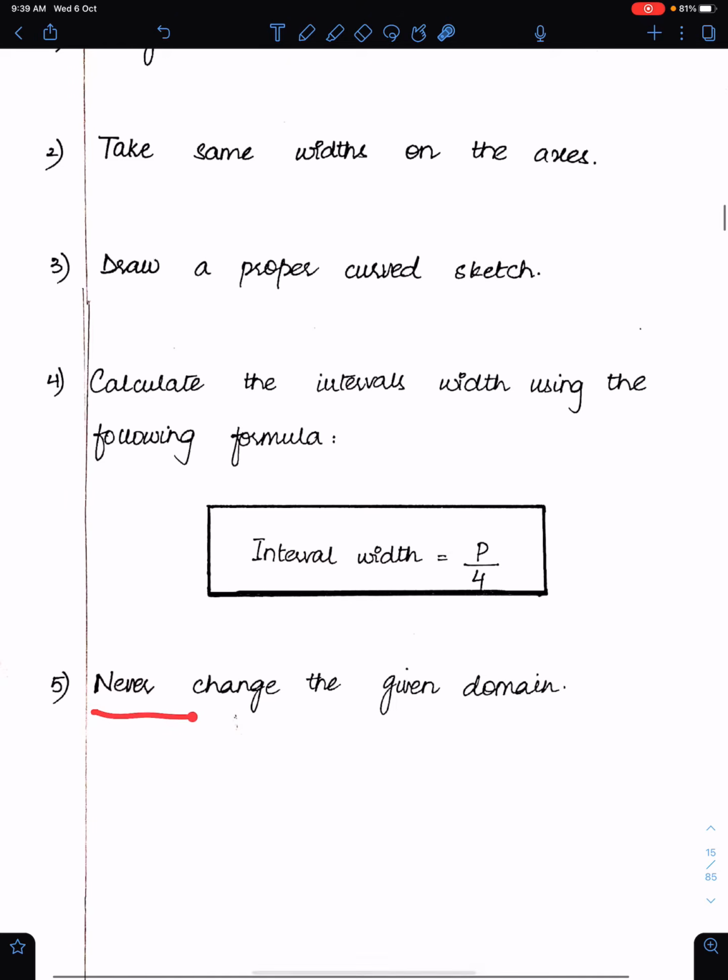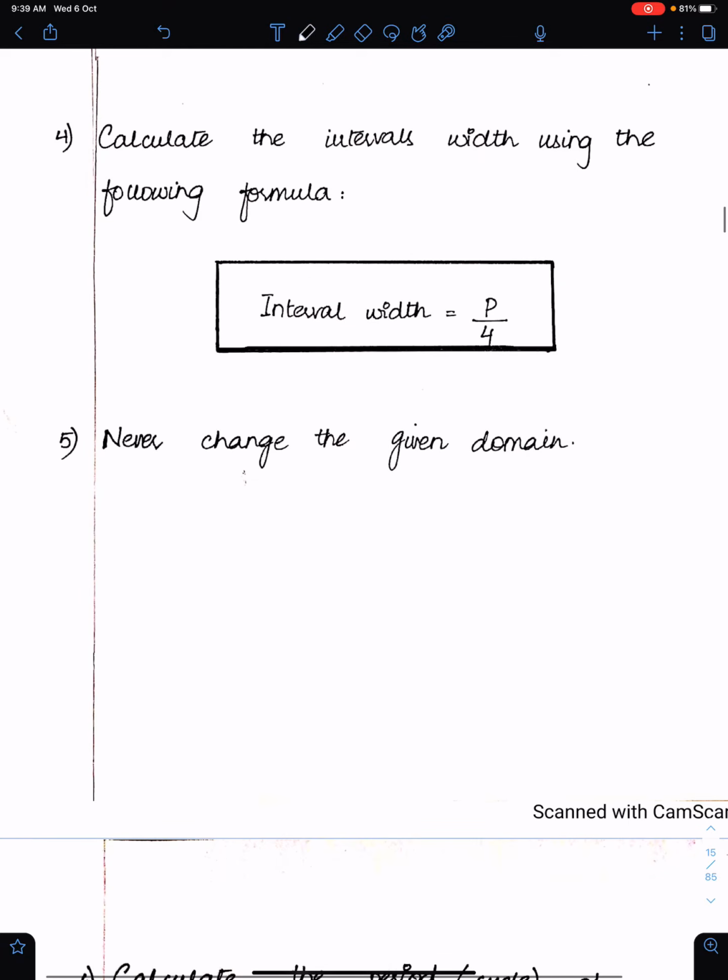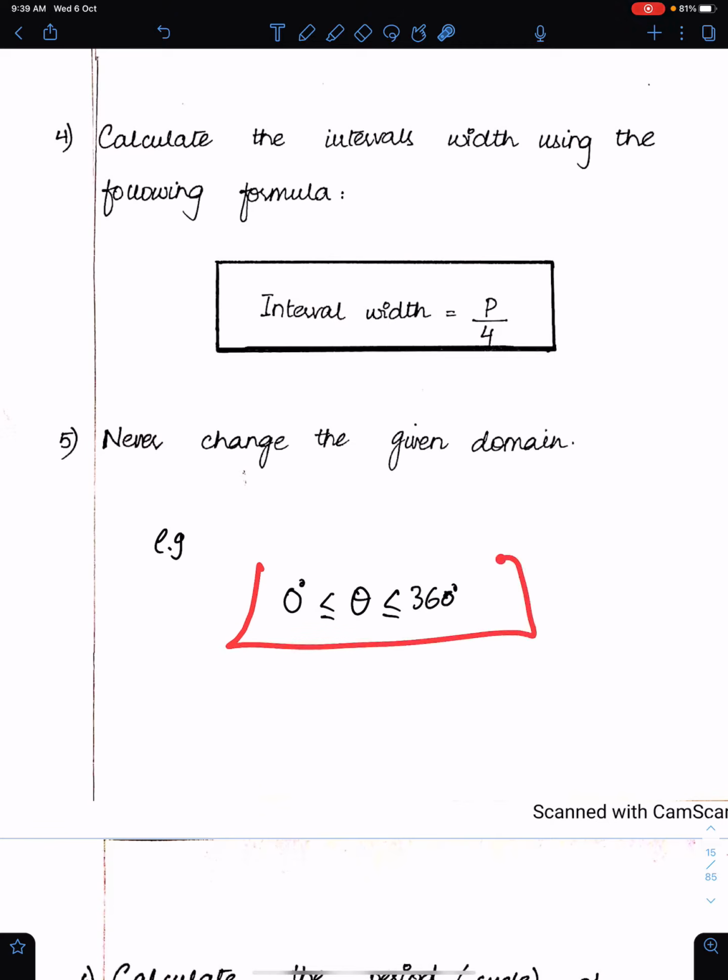While sketching, never change the given domain. This means if this is the domain, for example, if you have to sketch sine theta for this domain, then you have to sketch it for this domain only. You cannot change this domain. Whatever the domain is given in the question, it will remain unchanged. Make sure that you will not change the given domain while sketching the functions.